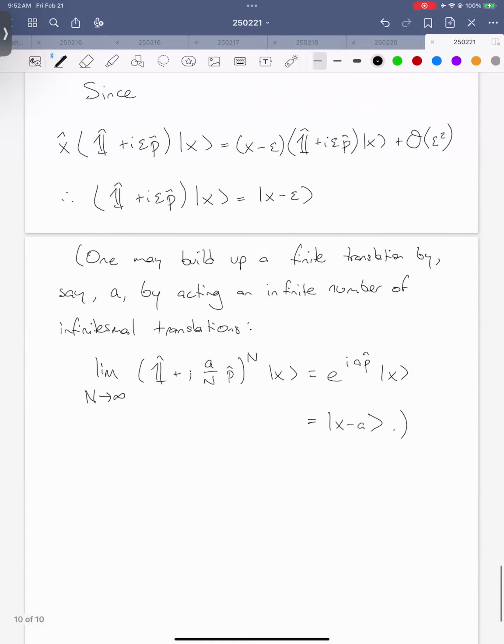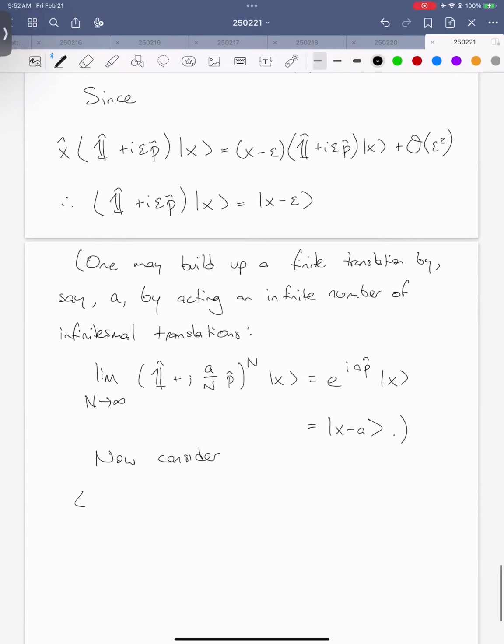All right, great. So let's now consider what happens when we have an x bra hitting our identity plus i epsilon momentum operator acting on this ket psi. So I can think about this in two different equivalent ways. I can think about bringing the x through, and then I get the overlap of x with psi plus i epsilon x p hat psi.